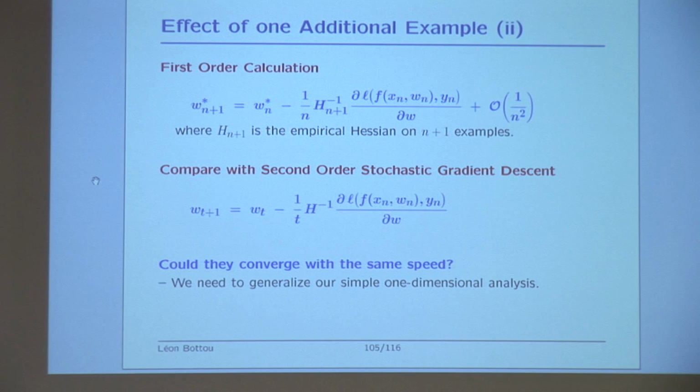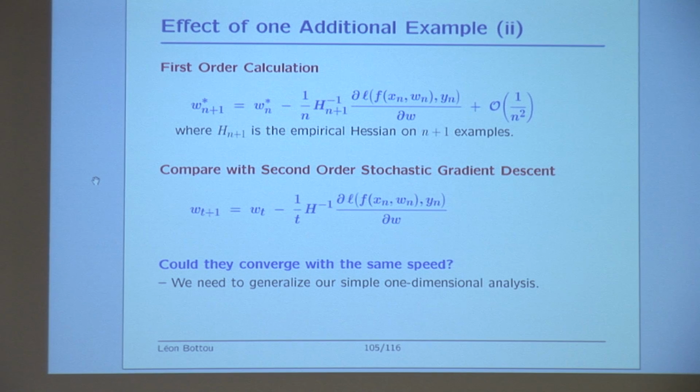You find that W star n plus 1 is W star n minus 1 over n, Hn plus 1 minus 1, this time a Hessian, multidimensional. And that's the empirical Hessian measured on all the examples I've seen so far, times the derivative of the loss with respect to the new example, plus higher-order terms.